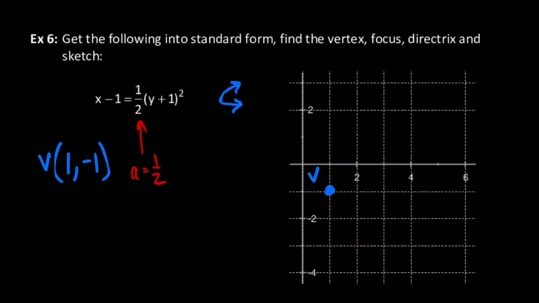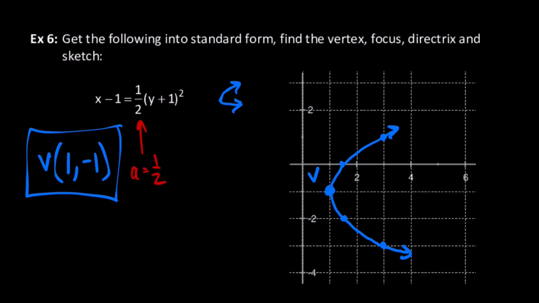And really that's all I expect you guys to get. You could go over 3, up 4.5, but that's fine. This is a pretty good sketch of this parabola. Okay, so the vertex coordinates, I got those here. Good. Find the focus and directrix and sketch. So I've done the sketch.